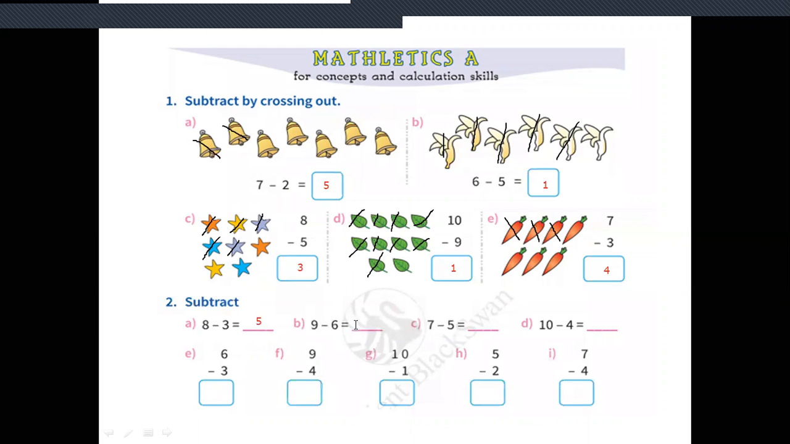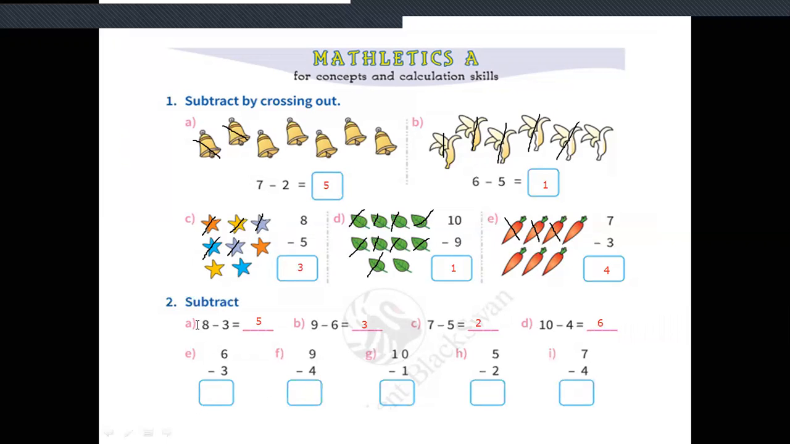Next. 9 in your mind, 6 on your finger. Before 9: 8, 7, 6, 5, 4, 3. 7 in your mind, 5 on the finger. Before 7: 6, 5, 4, 3, 2. Next, 10 in your mind, 4 on your finger. Before 10: 9, 8, 7, 6.